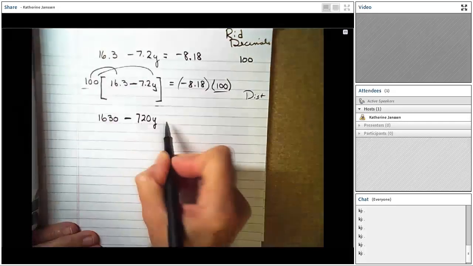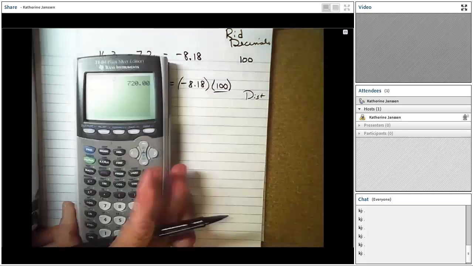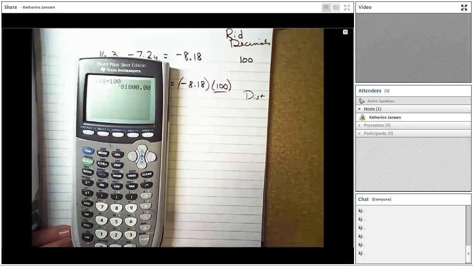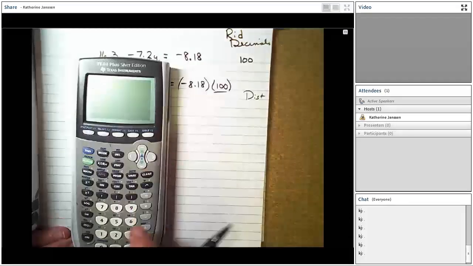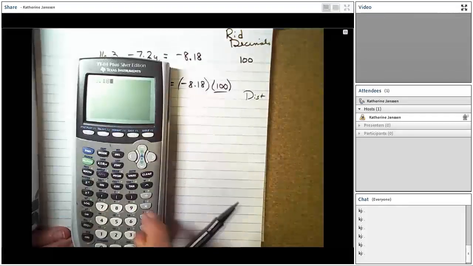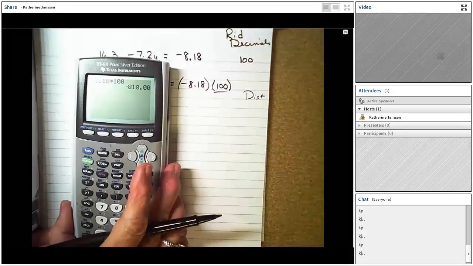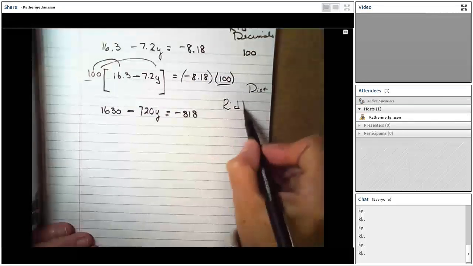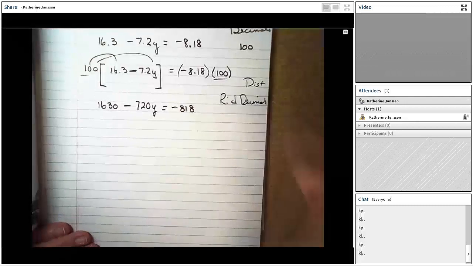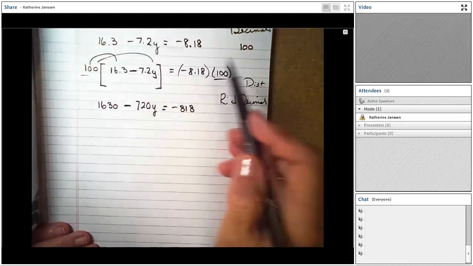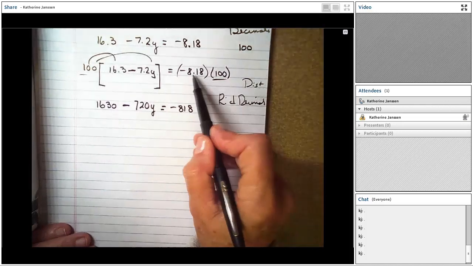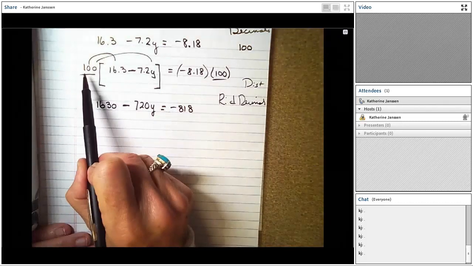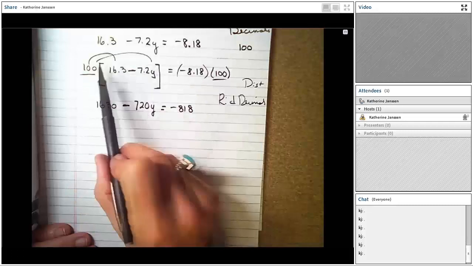times y, and 100 times a negative 8.18 is a negative 818. And now I got rid of decimals. Not a lot to it. We're just sliding the decimal point the necessary number of placeholders in order to get rid of decimals. But we have to multiply by 100 on all terms on all sides of the equation.